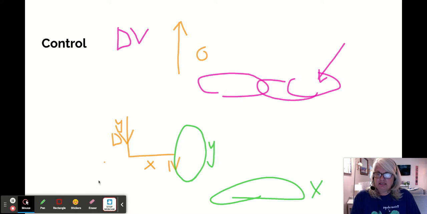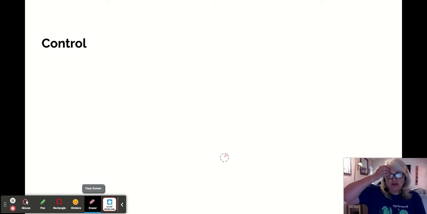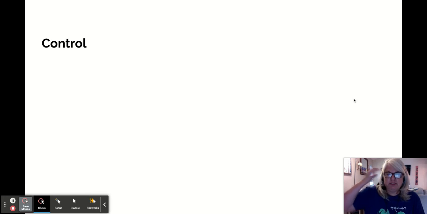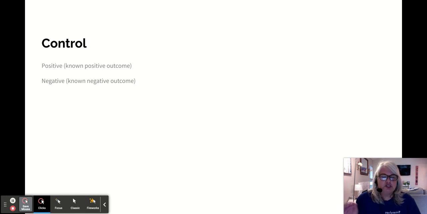All right, next, let me erase this again, is something called a control. And we'll talk about this in class because this is probably one of the ones that stumps students the most. A control is something in which you have a positive or a negative known outcome. So this is kind of what we call quality control, right? So you're going to use this to compare the groups that you made changes to.